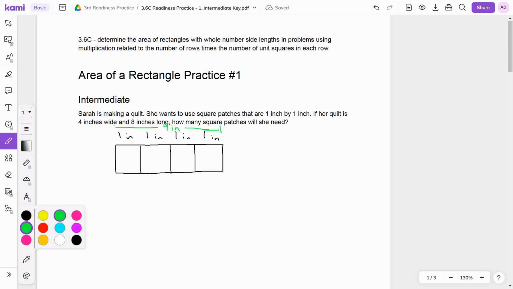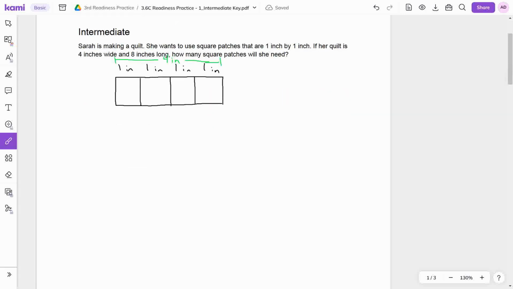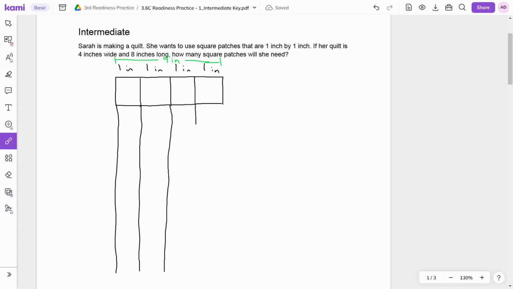Now what I need to do is draw square patches so that it is 8 inches long. So I'm going to need to extend this, and I'm going to draw it down like this. I'm going to draw these lines down because I've already got my columns. Basically what I'm trying to do here is draw rows so that I have a total of 8 rows, and that's going to help me count. Now, you don't have to draw a representation. There's a much easier way to solve this, and I'll show you that in a moment, but let's use the representation first.